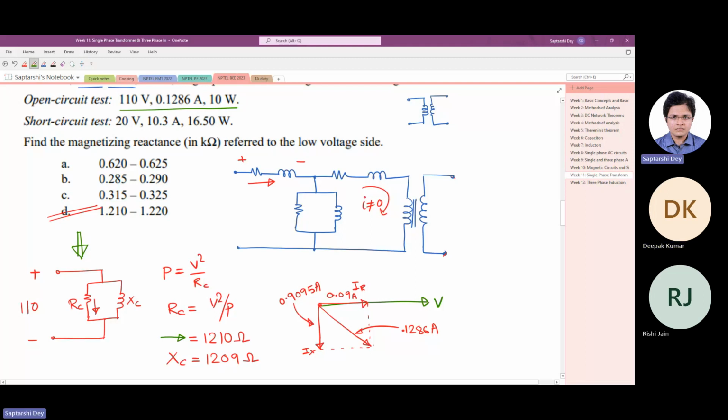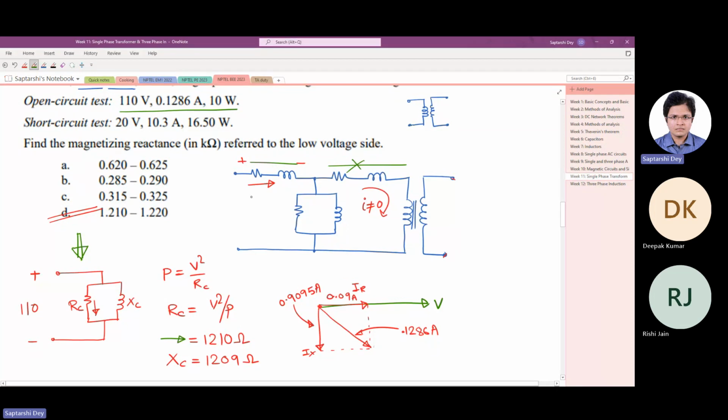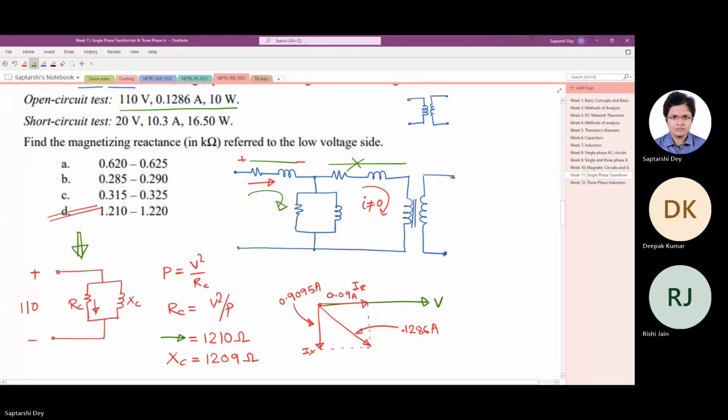Did you understand? Yes or no? The secondary side is open. Then the secondary terms are neglected, R2, X2, V2, so this one is neglected. I understand. What about this one? There is current flowing through this. Current will flow only on the primary side.